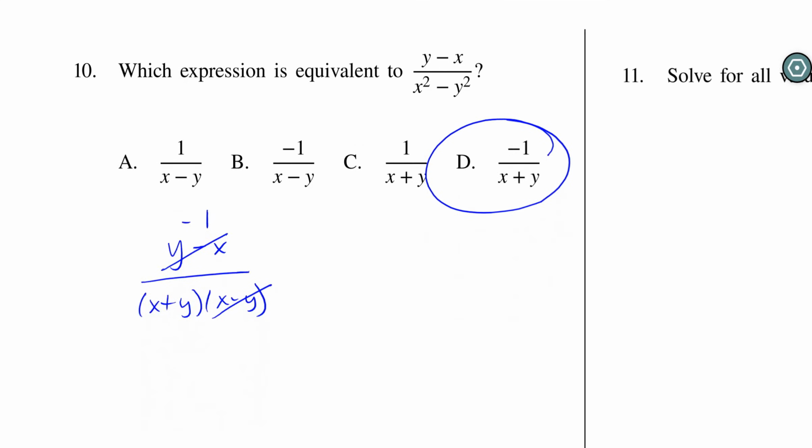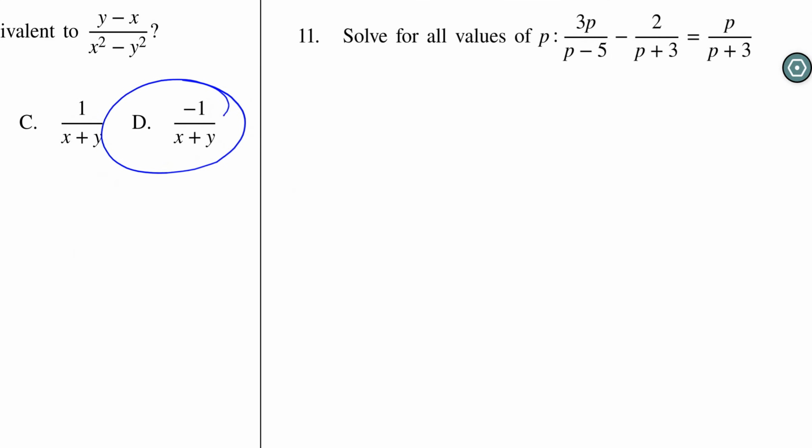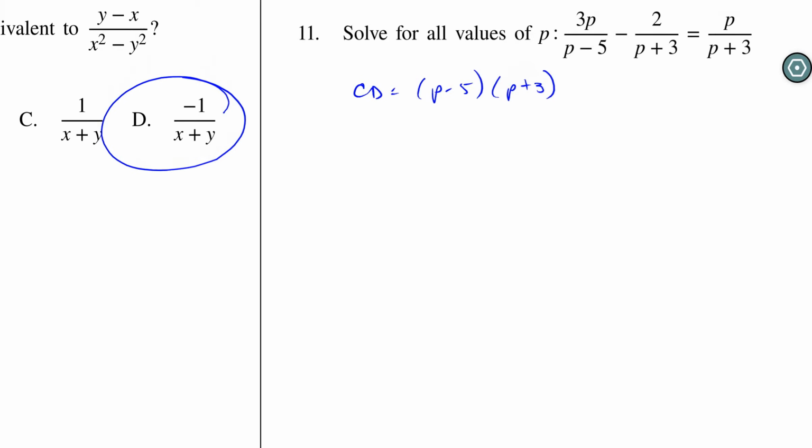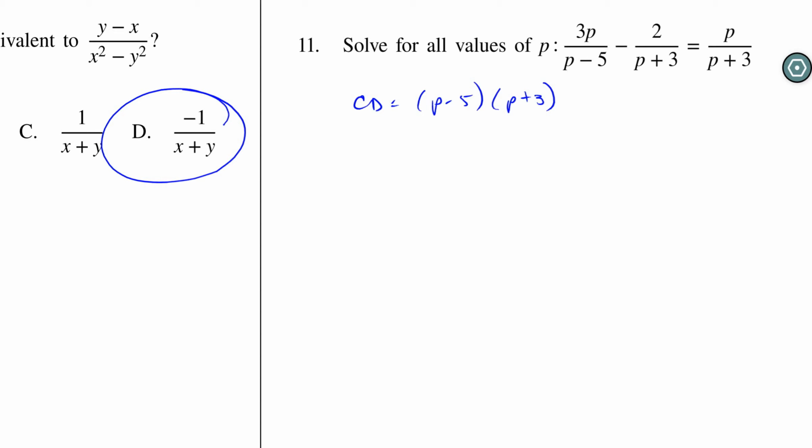All right. Let's look at 11. So 11 is kind of tough. My common denominator is going to be p minus 5, p plus 3. So the first fraction is going to get multiplied by p plus 3. So I'm going to get 3p times p plus 3. That'll allow my denominators to be the same. Minus 2. That second fraction needs the p minus 5, so I'll multiply that. And the last fraction also needs the p minus 5.